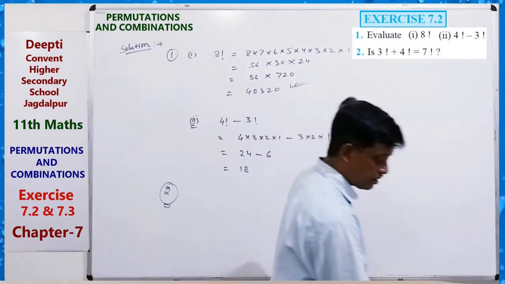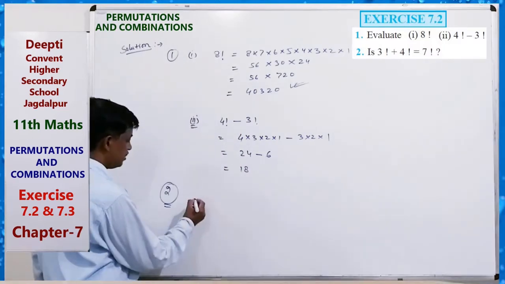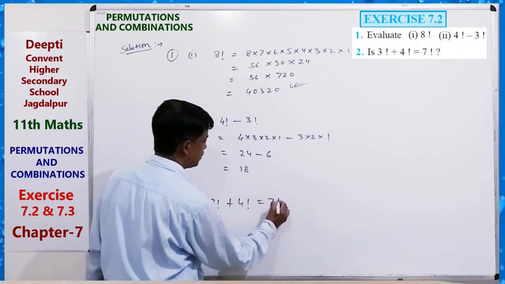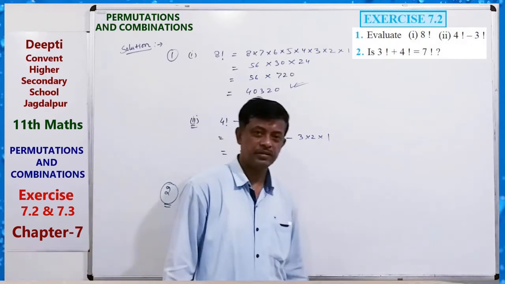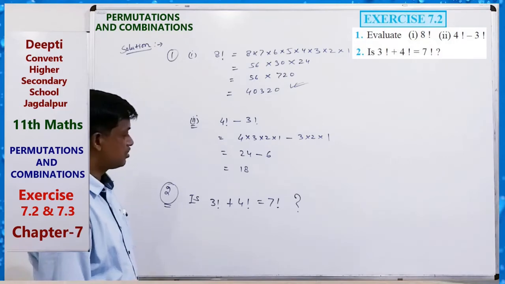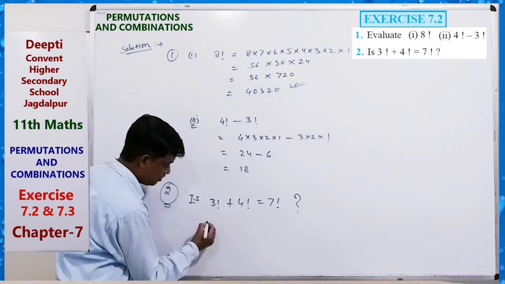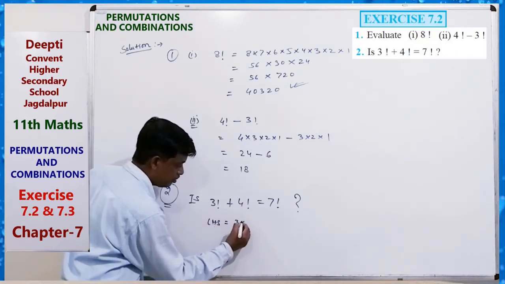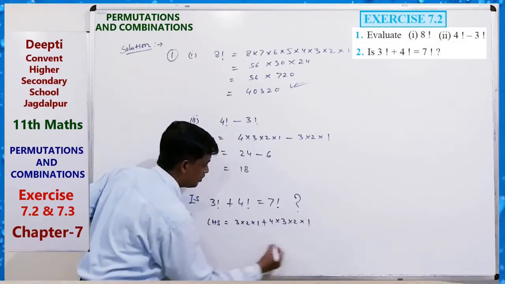Question second of the exercise. Is 3 factorial plus 4 factorial equal to 7 factorial? Is this true or not? No. This type of relation does not hold. Just we can see it. Left hand side is 3 factorial plus 4 factorial, which equals 3 into 2 into 1 plus 4 into 3 into 2 into 1.